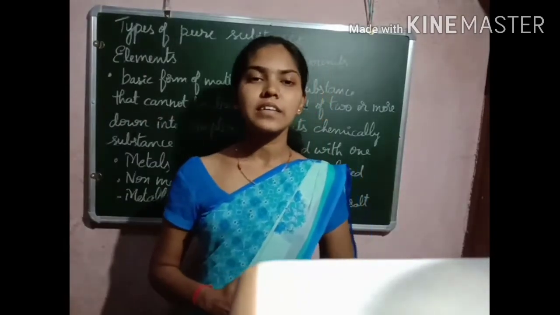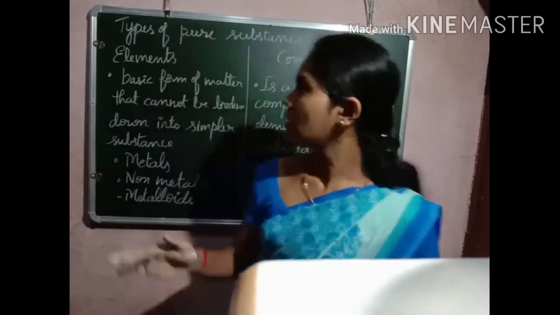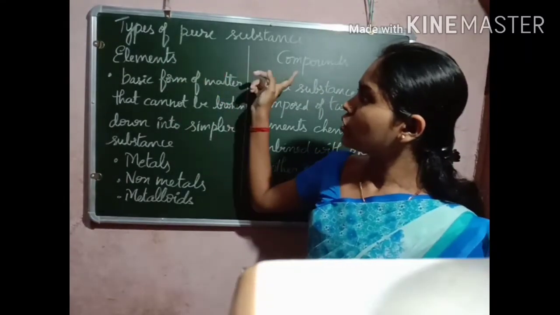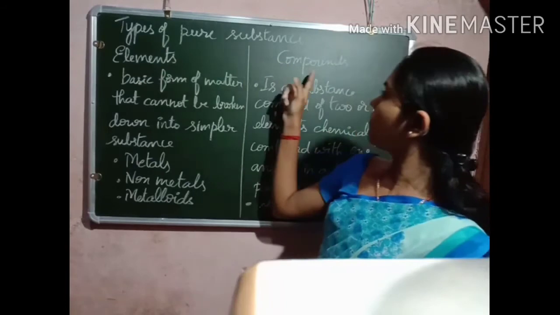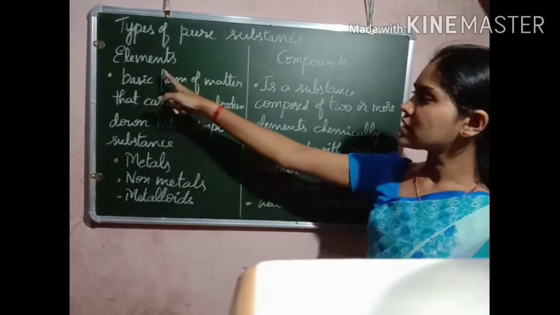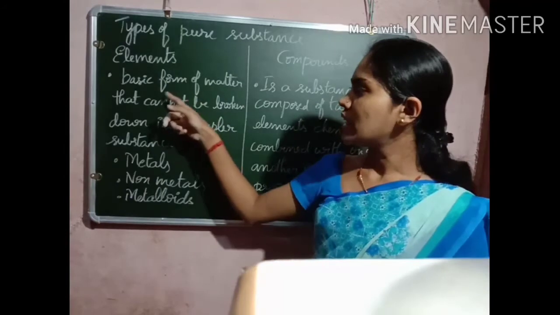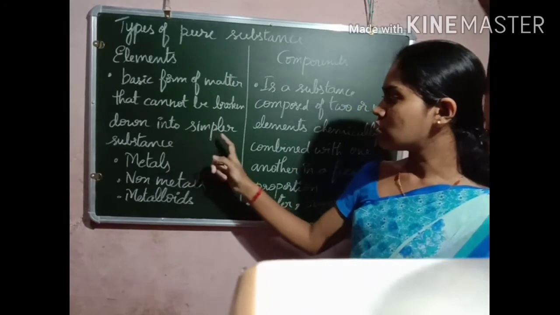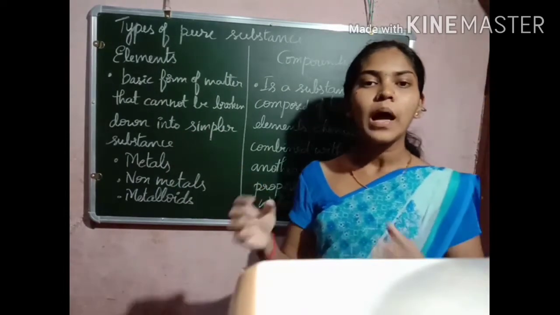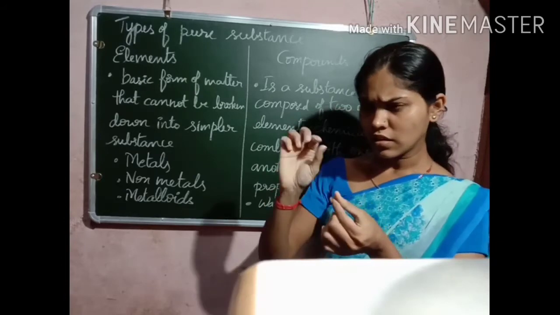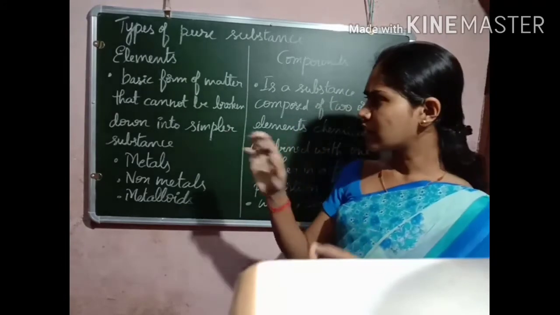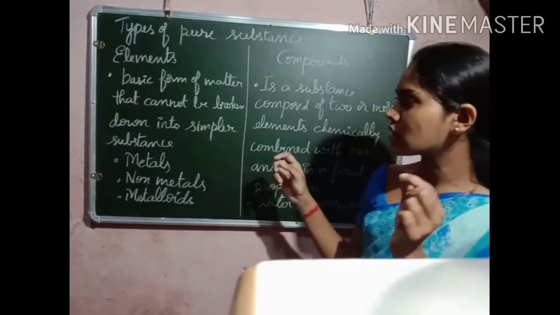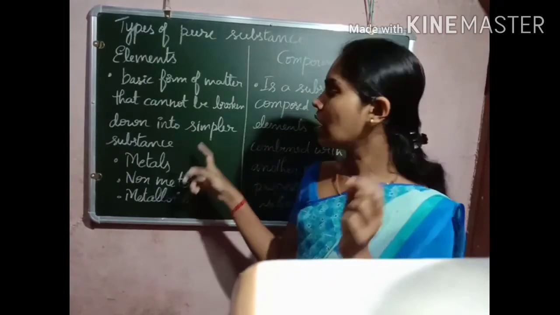Okay, now let us discuss the types of substances. We can separate pure substances into two types: one is elements, another is compounds. So what is an element? An element is a basic form of matter that cannot be broken down into simpler substances. It is the smallest unit of matter that cannot be broken down into simpler substances. So that is the basic unit in matter.